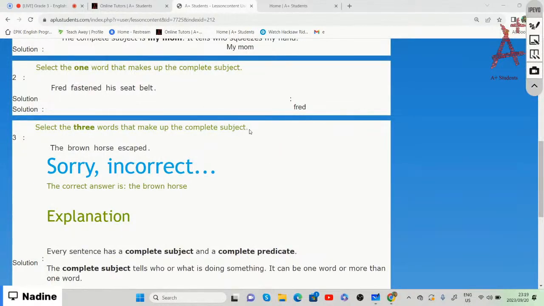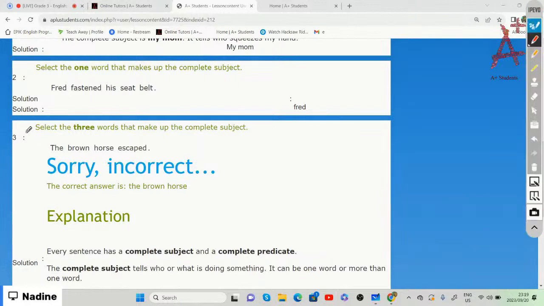We're going to select one word that makes up a complete subject. Fred fastened his seatbelt. So we need to select one word that makes up the complete subject. And if we identify a word, then it is Fred.